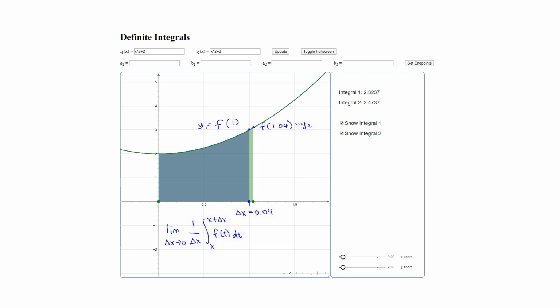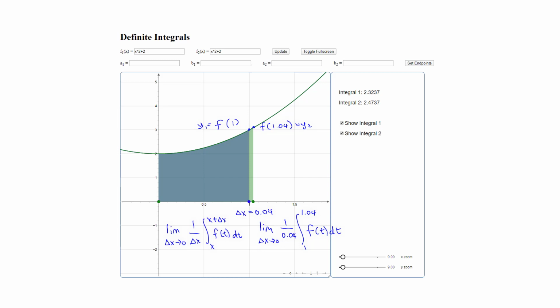This is, in a certain way, almost like it's calculating an average value. So if I were to take some of this data and put it into this limit, I would be looking at the limit as delta x goes to 0 of 1 over delta x, which is 0.04, and then I'm starting the interval at 1 and then going to 1.04 and calculating the integral of f of t dt, which is the area under the curve. So I'm looking at this green region and then dividing it by 0.04.